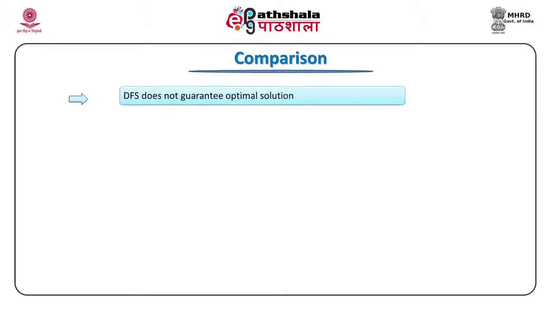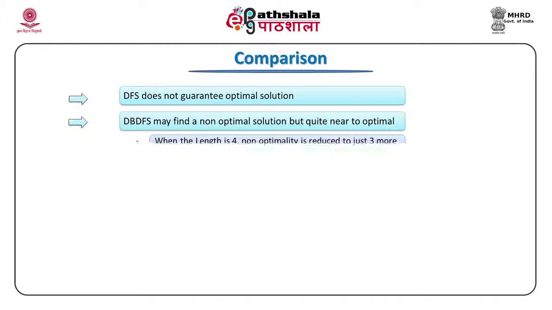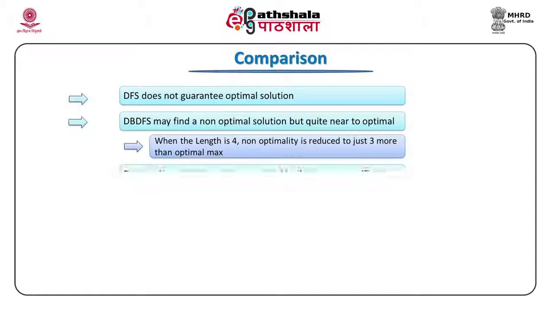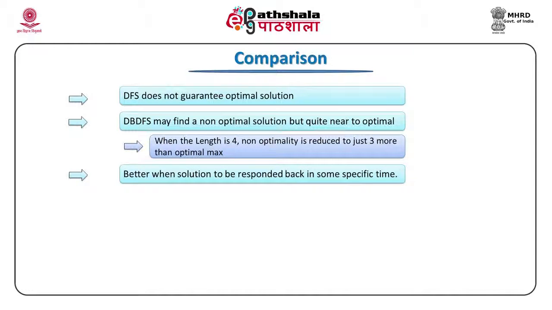DFS, unlike BFS, does not guarantee an optimal solution. You may traverse a very long path and get a solution. If you had traversed on the other side, probably you would get it much earlier, but that is it. DFS may not get you an optimal solution. But if you bound it, for example, if you say that I will bound the DFS for 4 levels, and if you get an answer, the difference between the optimal solution and the solution that you get is not more than 3. That is an advantage of depth bound depth first search.